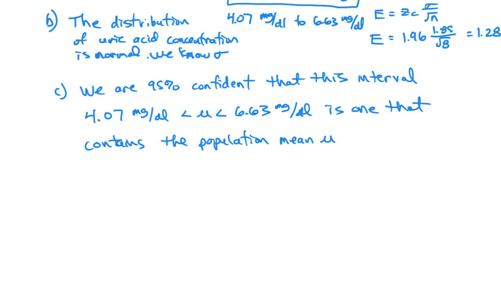At this point, if you look at the question, it says interpret your results in the context of the problem. So we need to say what this mean mu is in the context of the problem. A lot of times the easiest way is just to look at the question. 16a says, find a 95% confidence interval for the population mean concentration of uric acid in this patient's blood. So I'm going to use the book's wording because it's just easier. Population mean concentration of uric acid in this patient's blood.